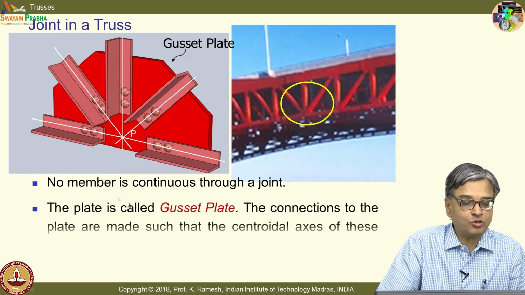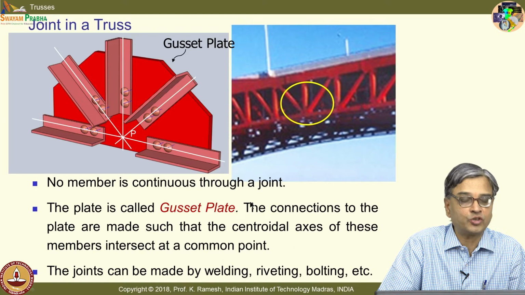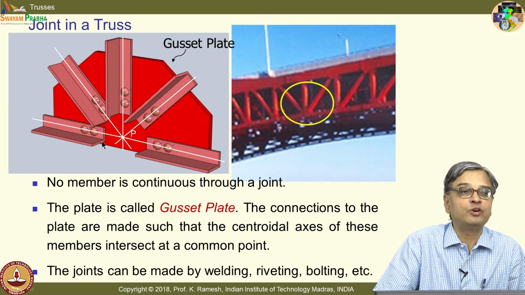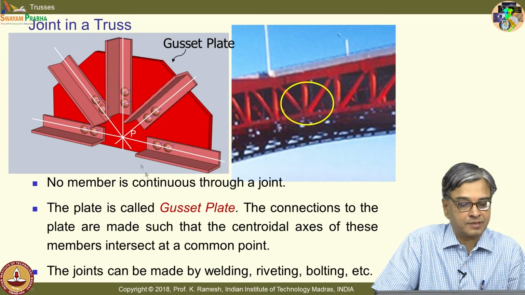And another aspect you should notice, no member is continuous through a joint. If a member is continuous, then it behaves like a beam. We do not want the members to behave like a beam. I have already told you that this is the gusset plate, and the joints can be made by welding, riveting, bolting, etc. There are many options.